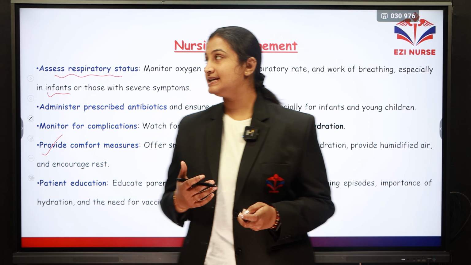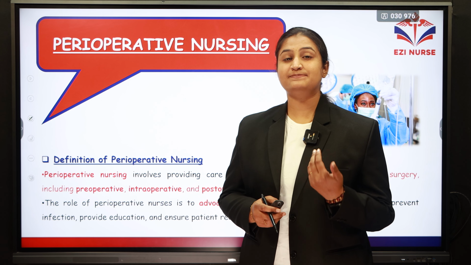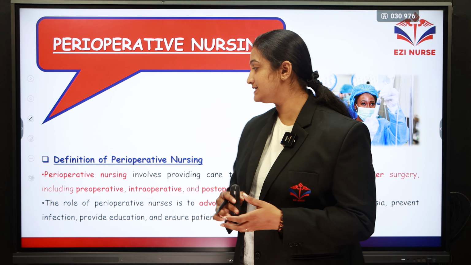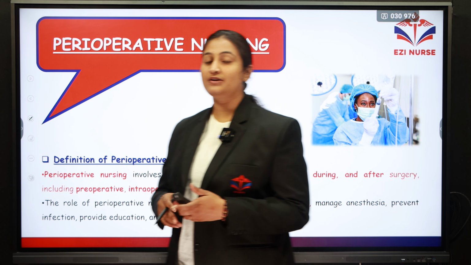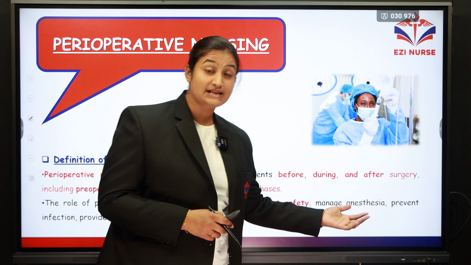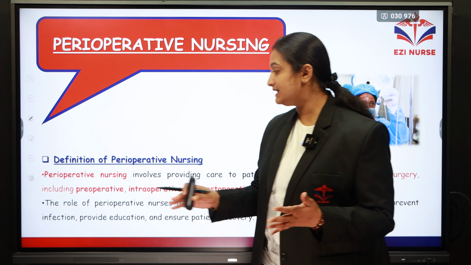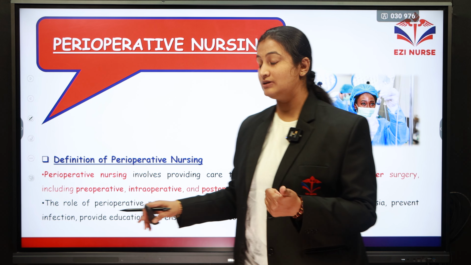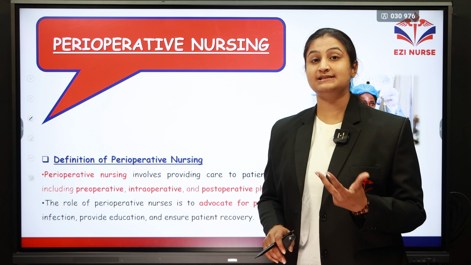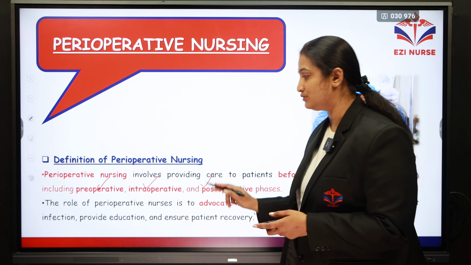So next, let's see about perioperative nursing. What is perioperative nursing? There is a standard definition of perioperative nursing. It involves providing care to the patients before and after the surgery. It includes pre-op, then intraoperative and postoperative. So three phases can be seen: preoperative, intraoperative and postoperative.